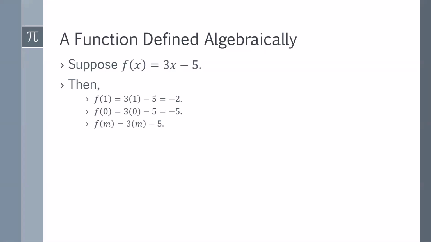f of m is 3m minus 5. Negative f of m is negative 3m minus 5, or minus 3m plus 5. f of negative m is different from negative f of m. We simply remove our x value and put in negative m, so you get negative 3m minus 5.